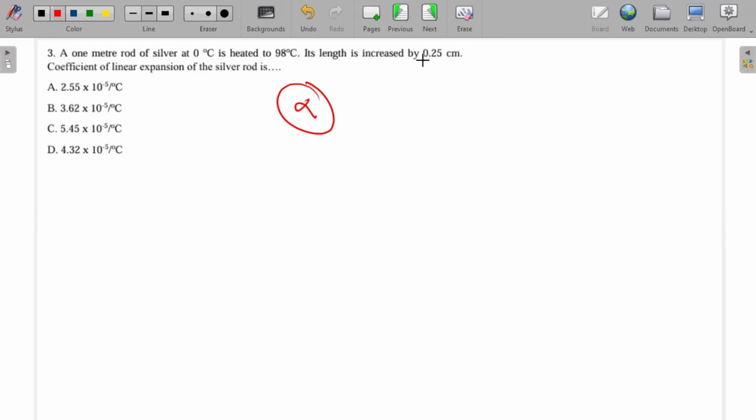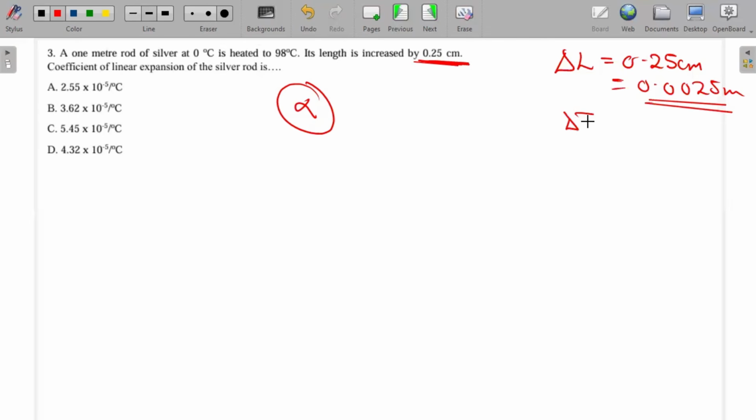So what are we going to say? We've been given the increase in length. So the increase in length, which is delta L, is equal to 0.25 centimeters. And we can convert this into meters. If I divide this by 100, how many meters are we going to get? I'll get approximately 0.0025 meters. This is our change in length after this rod being subjected to this change in temperature.